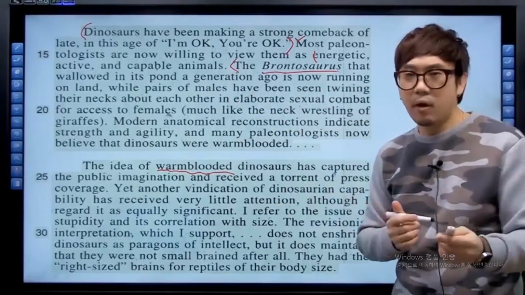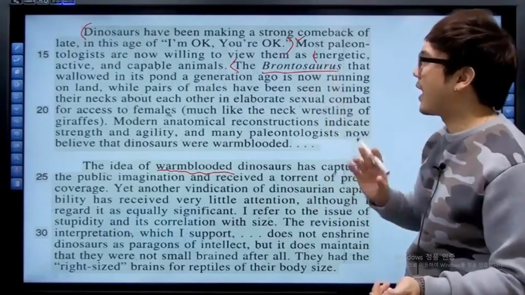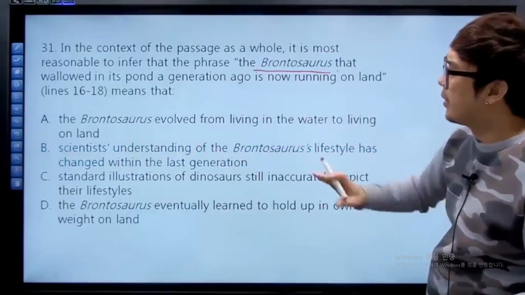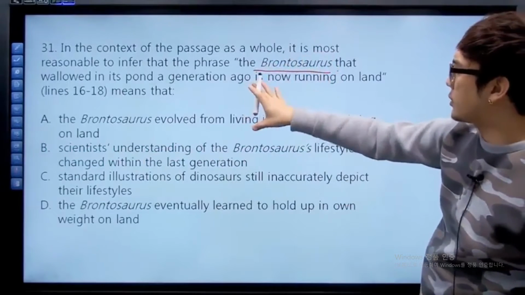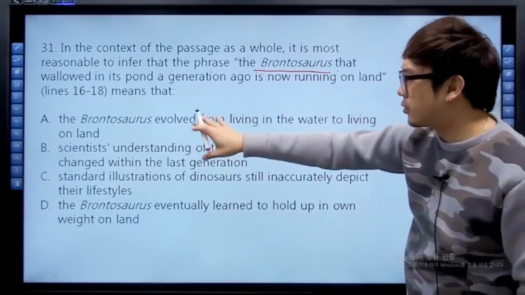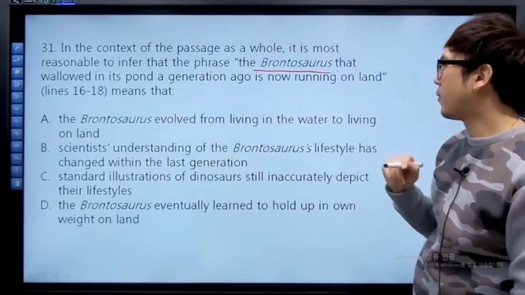Okay, so therefore, we get that idea. So what does that mean then? Let's take a look at that. It says Brontosaurus wallowed in pond generation now running on land. What does that mean? A, Brontosaurus evolved from living in the water to living on land.